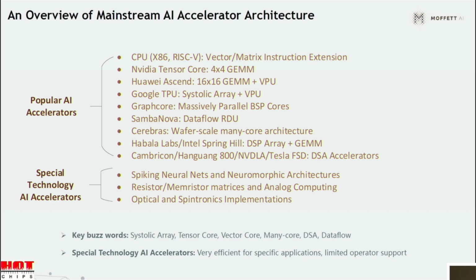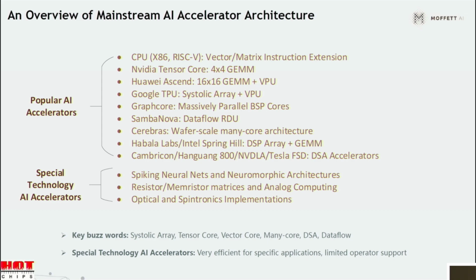They don't support sparsity. The Google TPU is a systolic array plus VPU, vector processing unit, architecture. They don't have sparsity. Graphcore is a massively parallel BSP core architecture. They don't support fine-grained sparsity, but they can probably support coarse-grained sparsity. SambaNova has a dataflow RDU, reconfigurable dataflow unit, architecture. They support some sort of sparsity, which I will introduce a little bit later. And Cerebras, the wafer-scale many-core architecture, supports very fine-grained unstructured sparsity.